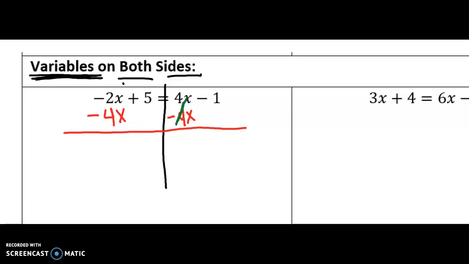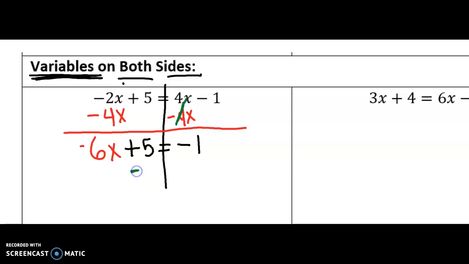And these are what we call like terms because they have the same variable. So a negative 2x and a negative 4x, we're subtracting. That's a negative 6x. And then just bring down the rest of the equation. Plus 5 equals, we got rid of the 4x by moving it to the other side, and then minus 1. Now, we don't want to move the 1 over here because then that leaves us with nothing on the right side. So now we need to get the x by itself.